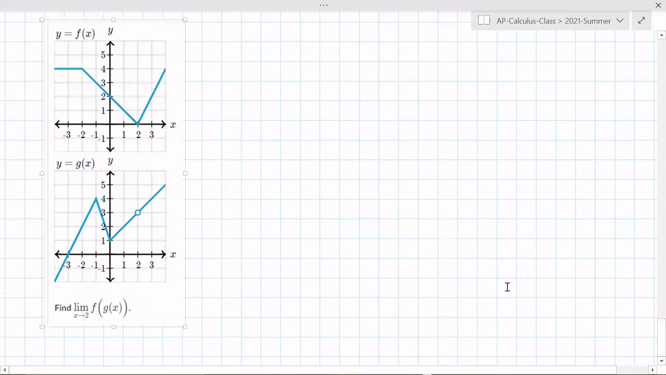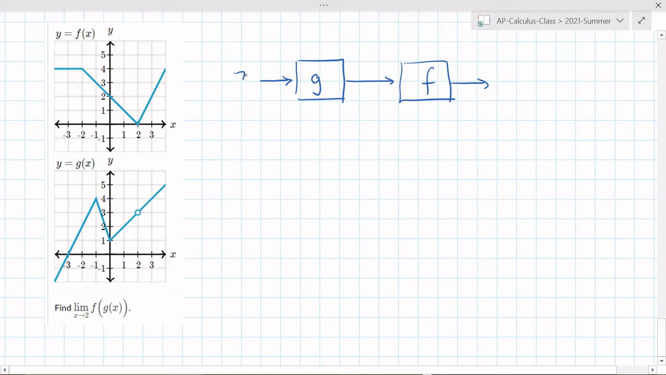So these are the two functions, f of x and g of x. And we want to create a new function by composing them, f of g of x, right? So if you remember the picture I drew earlier, and x is approaching 2, right? For finding the limit, we have to find this limit.